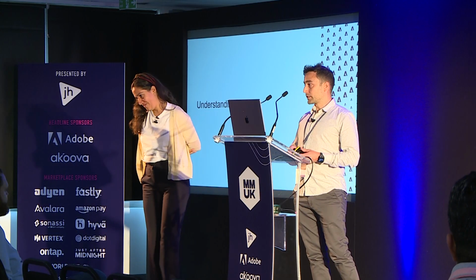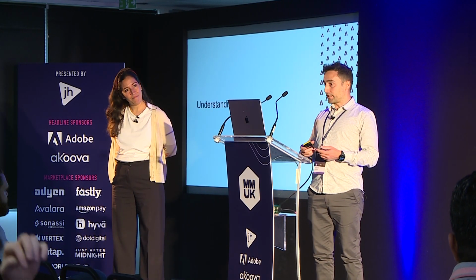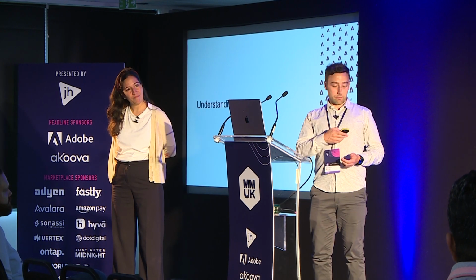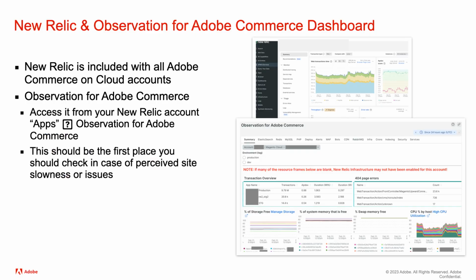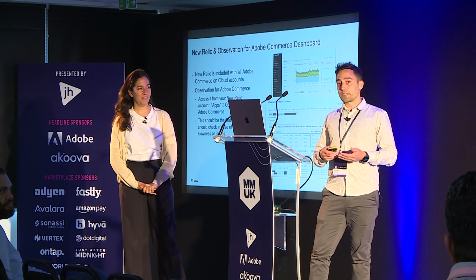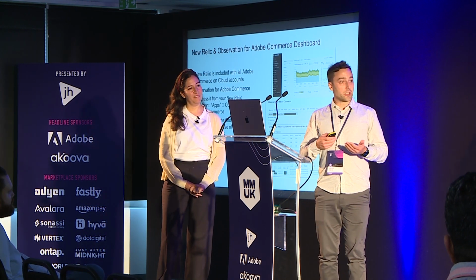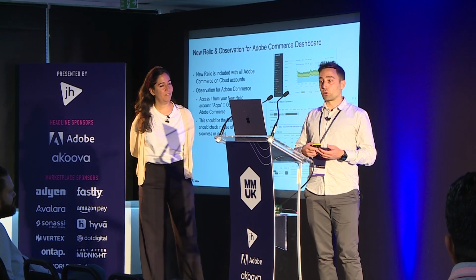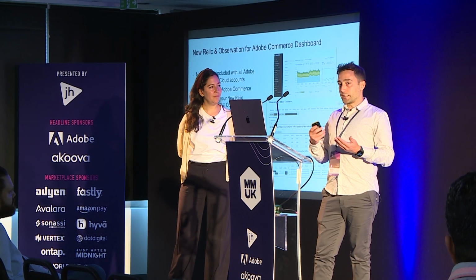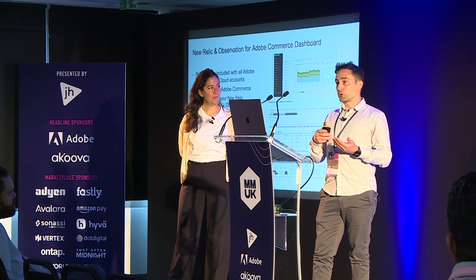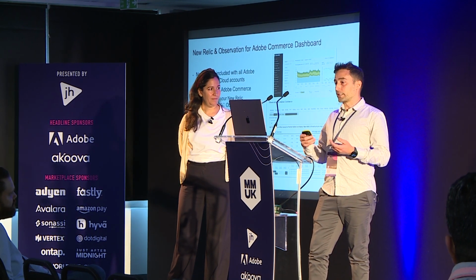Thank you, Elena. Before starting, let's go through some of the tools that we use at Adobe to investigate issues. We mainly use New Relic. New Relic is a performance monitoring tool that allows you to deep dive into your transactions, can help you to observe the queries that are executed on the server and your external services, and can help you to monitor your site performance. In addition to this, we developed a custom dashboard called Observation for Adobe Commerce that is available for all our merchants through New Relic under the apps view.